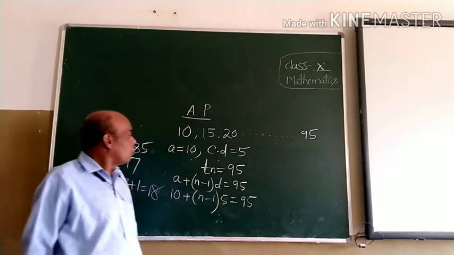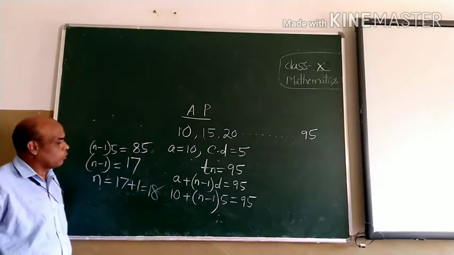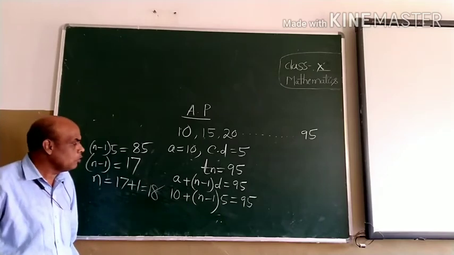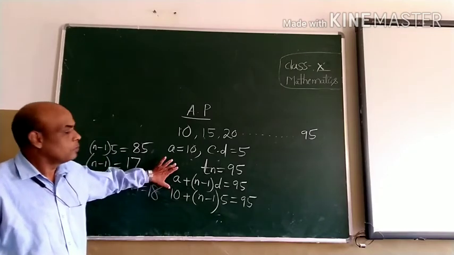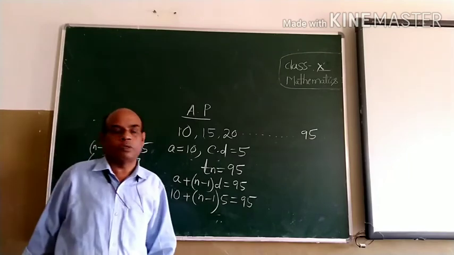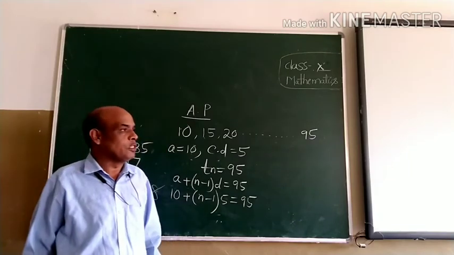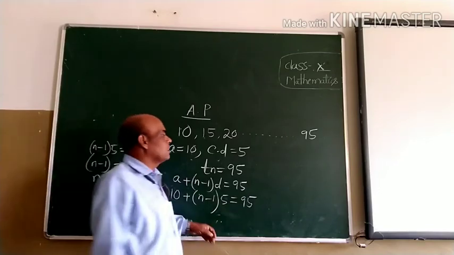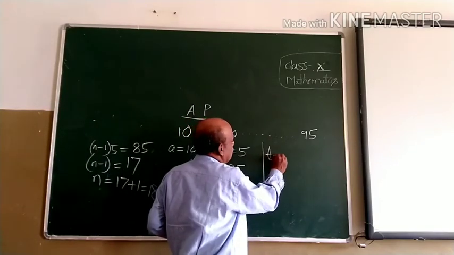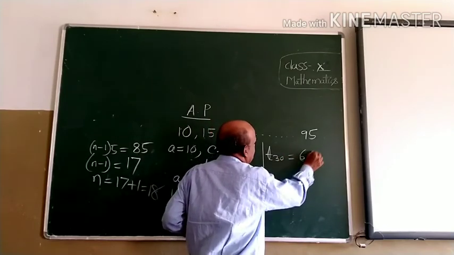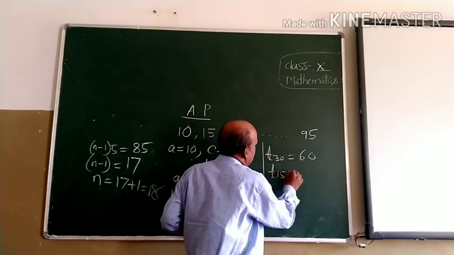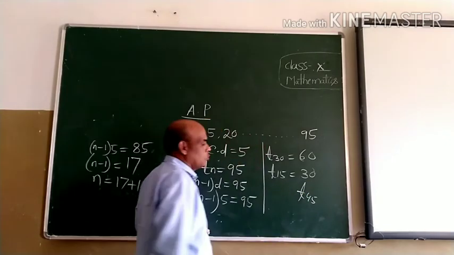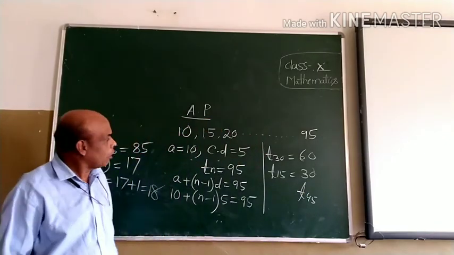So dear children, by using the first formula, that is, how to find the nth term value, we can solve this type of problem. Another problem I also told you: suppose in a sequence the 30th term T30 is equal to 60 and T15 is equal to, suppose, 30, then find T45 or whatever. This type of problem we have already solved.